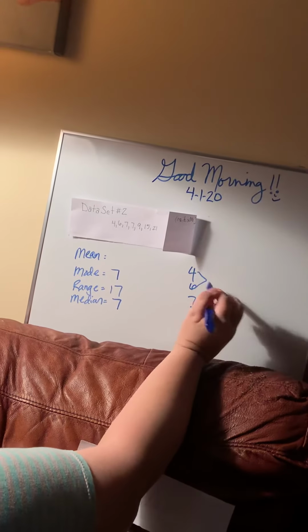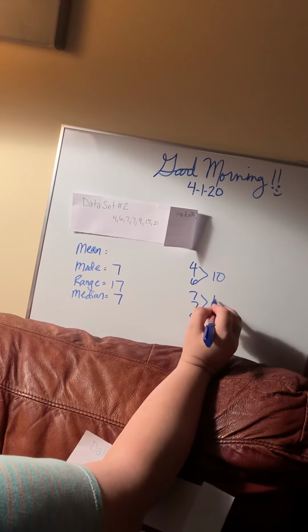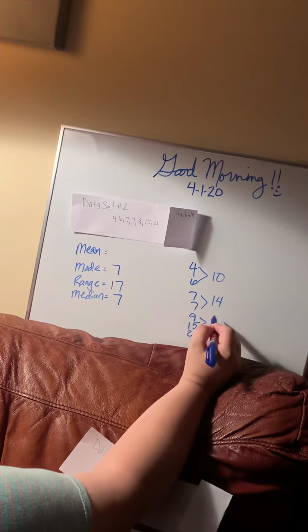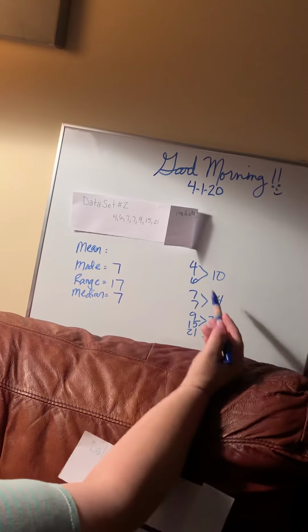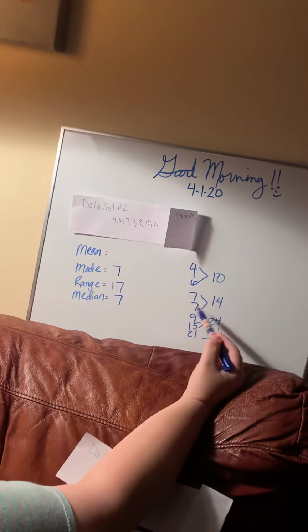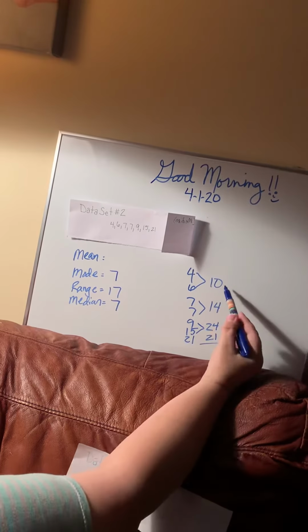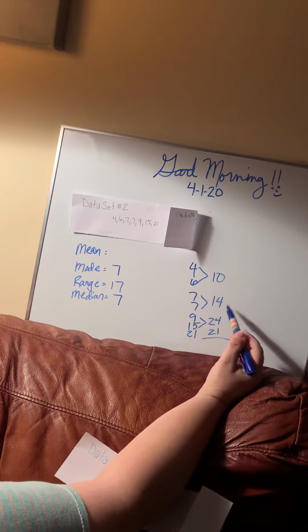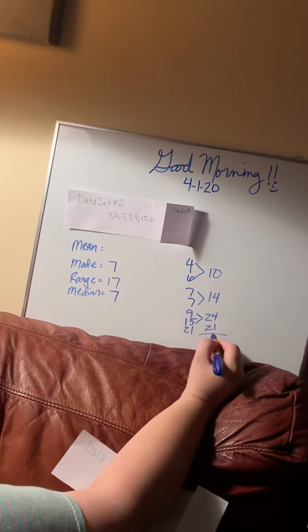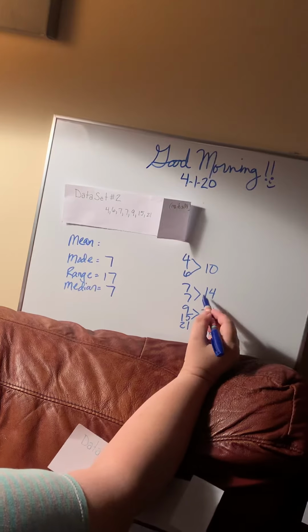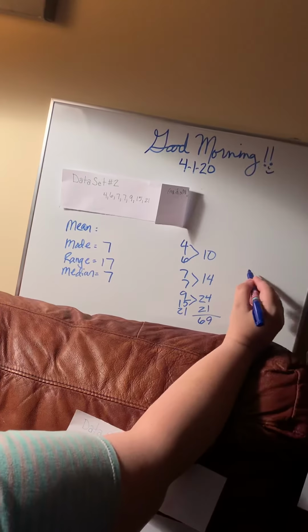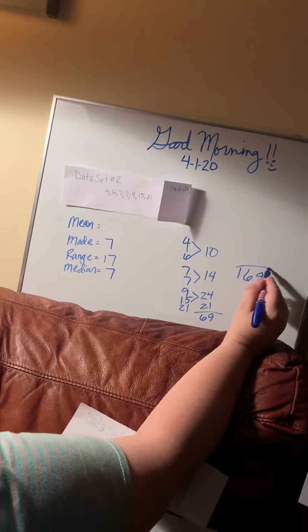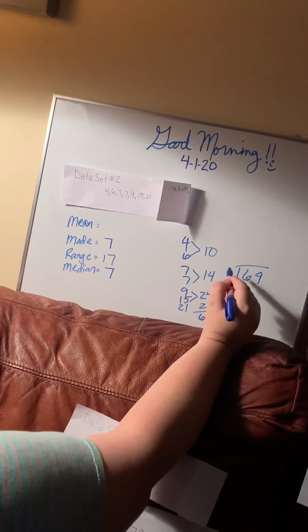Okay, so 4 and 6 is 10, 7 and 7 is 14, 9 and 15 is 24, and then 21. Do you see what I'm doing? I'm just kind of adding little bits at a time to make it a little easier. And that makes it a little bit easier for me to add. So 4 plus 1 more is 9. 1 plus 1 is 2. Plus 2 more is 4. Plus 2 more is 6. Okay. So I've got a 69, and I am dividing it by 1, 2, 3, 4, 5, 6, 7 numbers.